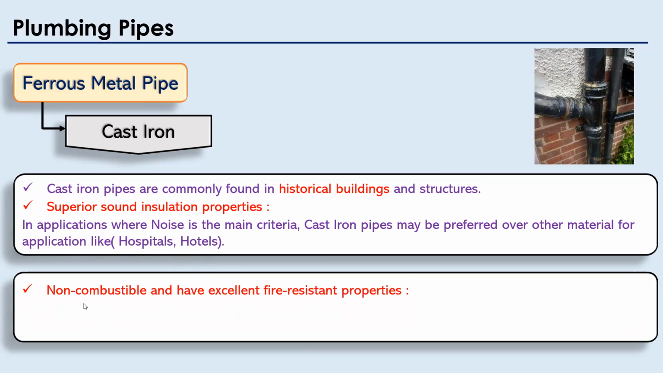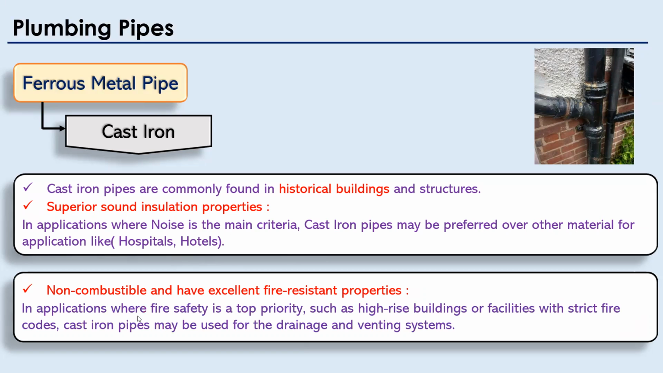These are non-combustible and have excellent fire resistant properties. So in applications where fire safety is the top priority, such as high-rise buildings or facilities with strict fire codes, CI pipes may be used for drainage and venting purposes.